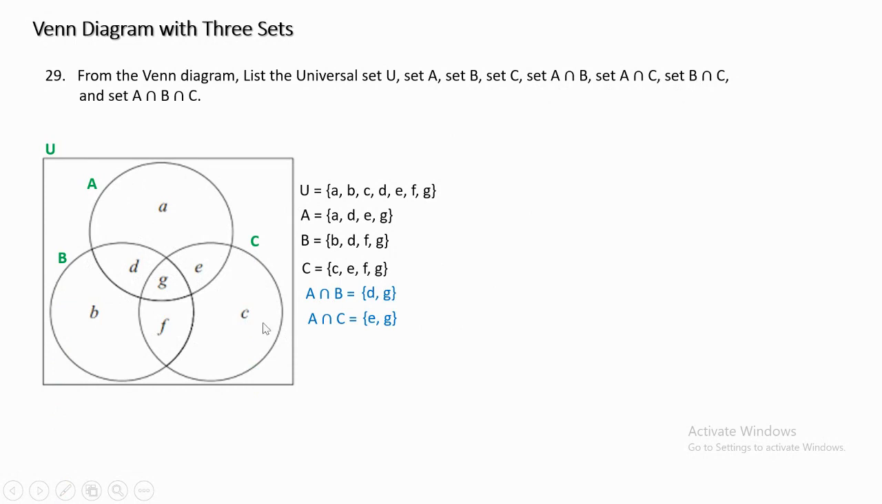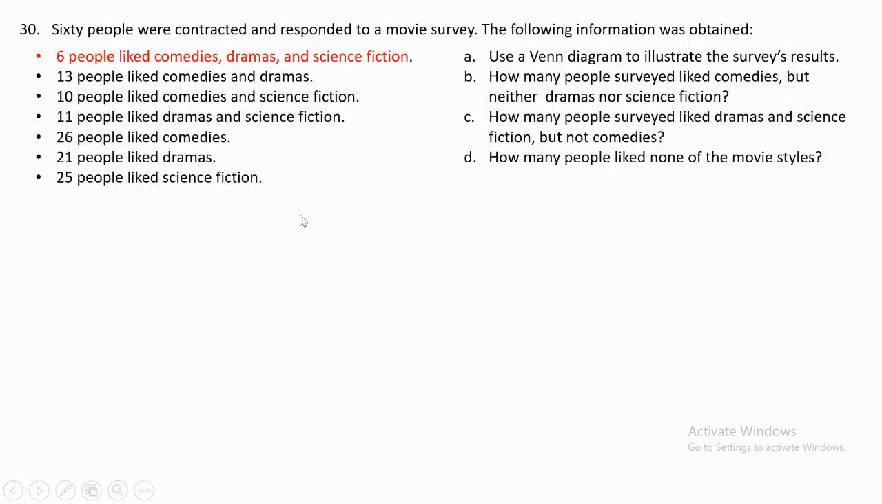Now comes B intersects C. This is set B, and this is my set C. They both intersect at F, G. This is what they have in common, F and G. Now, where all three intersect will be this little portion here. That's where they all three have in common. It'll just be the element G. So this is my result for number 29.